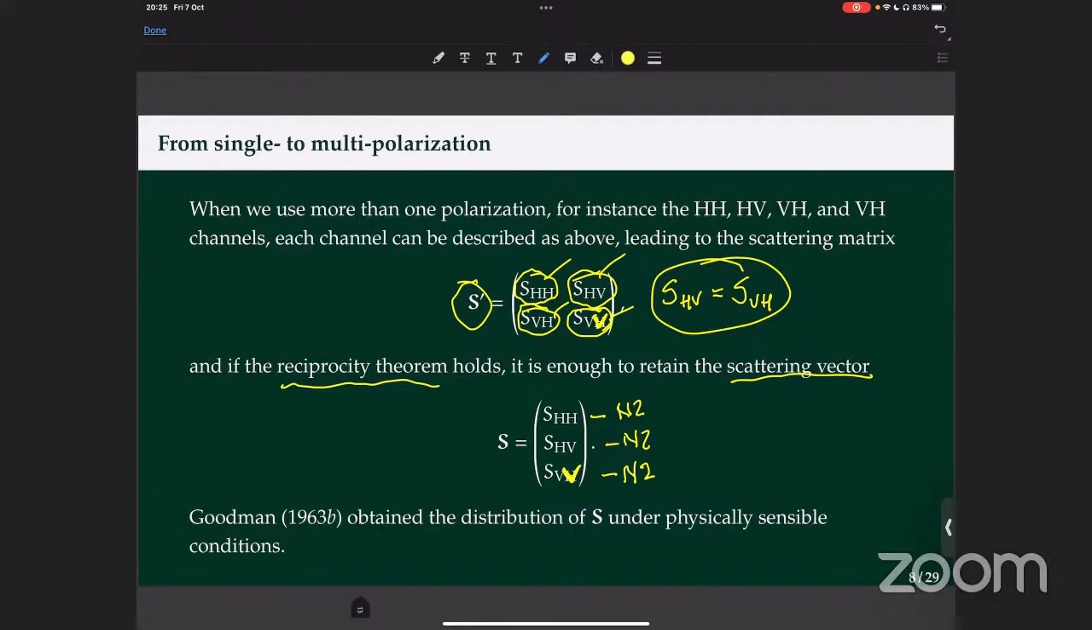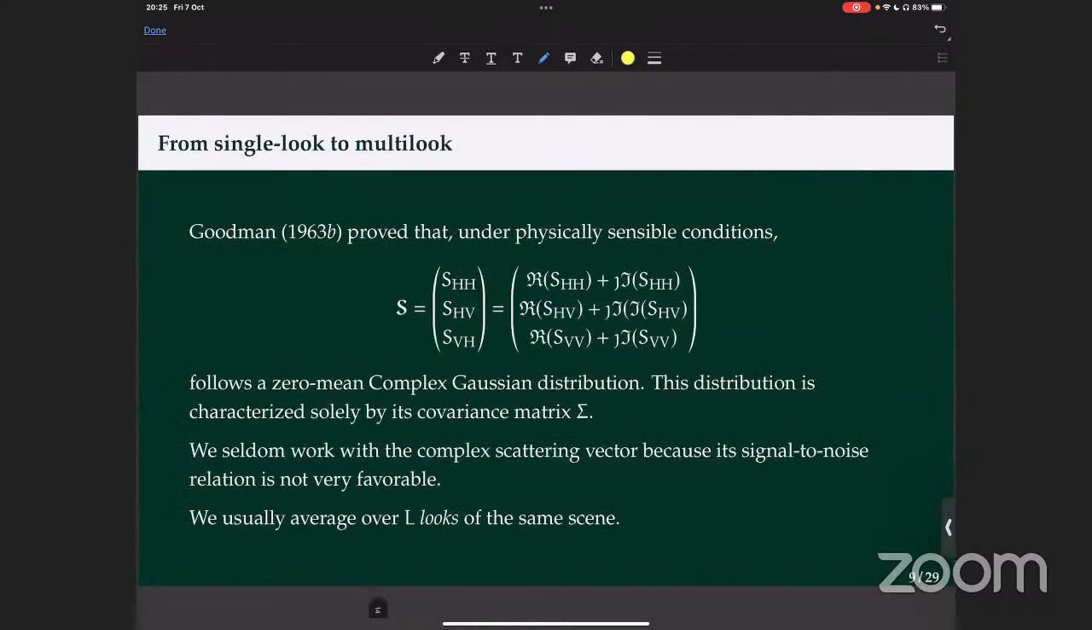Goodman, in a pioneering work, the work by Goodman, the most important papers are from the 50s, and this 63 paper is kind of a summary and extension of those two fundamental papers. Goodman derived many properties of S and many properties of derived quantities from S. So that is the fundamental work in statistical polarimetry or statistical optics. Using the assumptions of fully developed speckle, remember, SAR looking at grass.